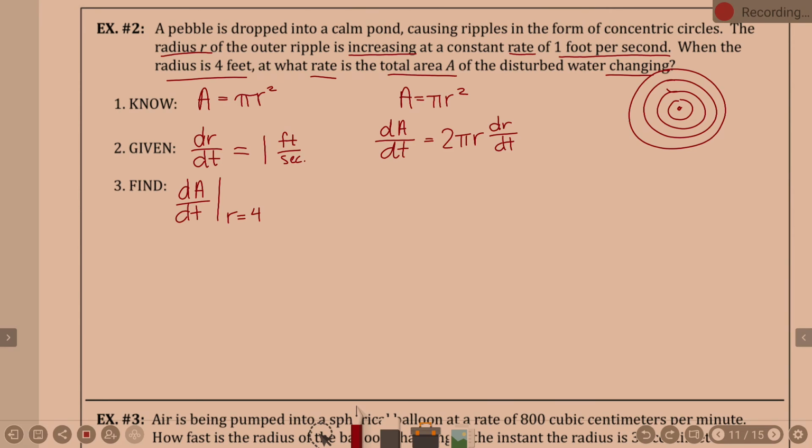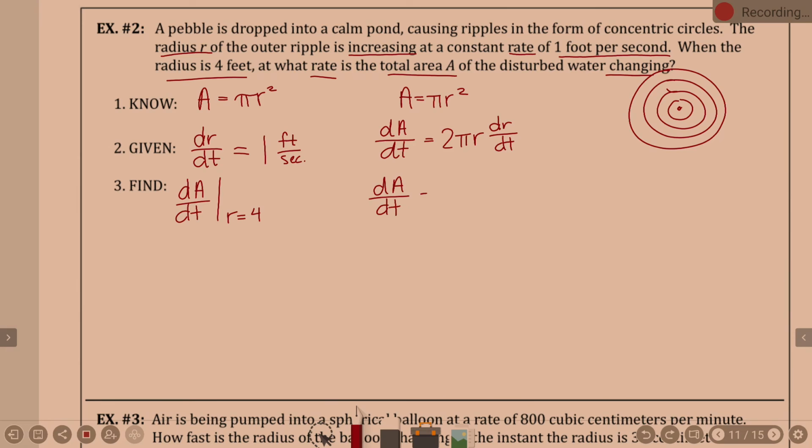And, okay. Well, we can do this one. Actually, it's already solved for dA/dt, isn't it? Because we're going to be solving for dA/dt. So at this point, it's plugging in what you know. We're being asked to find dA/dt, yes?